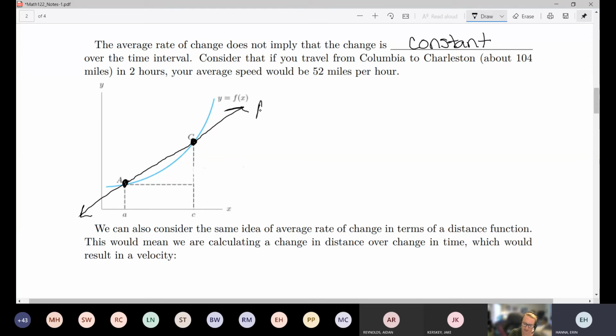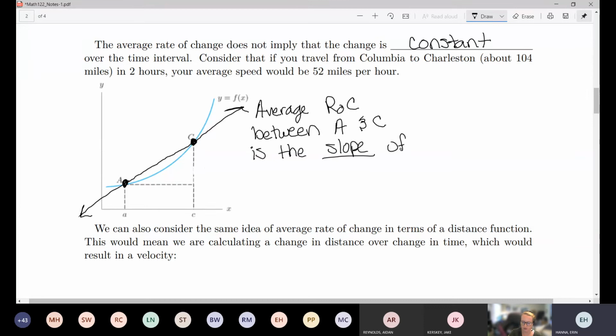And what's going to happen is the average rate of change, which I'm going to abbreviate because I'm lazy, between A and C is the slope of the line between them.